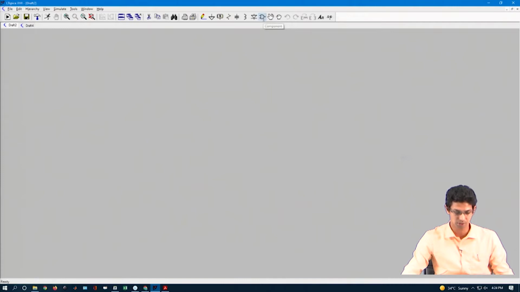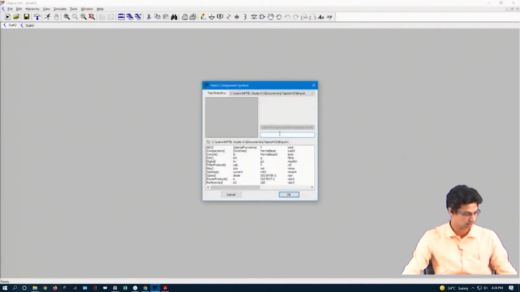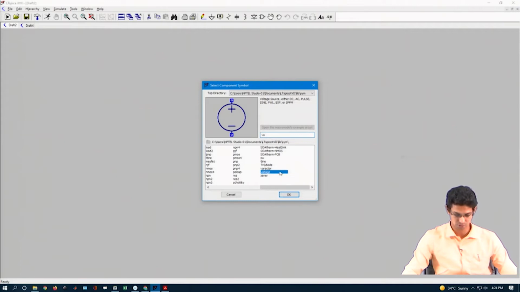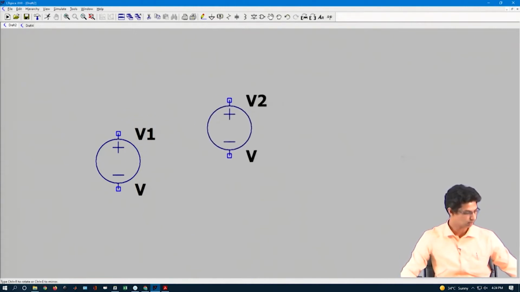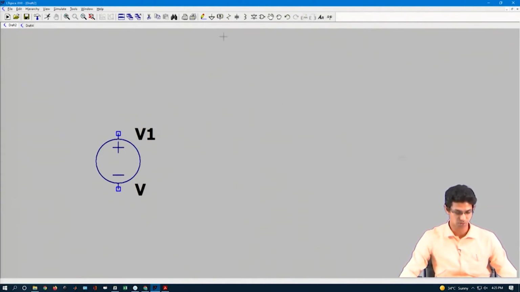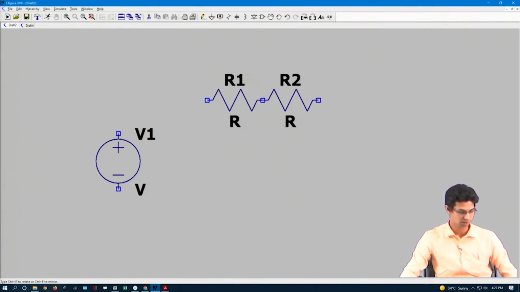Either I can click from here, go to this, and select a voltage source. I want a voltage source here, so I select it and drop it somewhere. Then I want a resistor. I can go here and click to include the resistance from here. There are also short keys here, so I can use that also. I have a resistor, I can rotate it, and I place it here. Then I require a capacitor, so I include a capacitor here.